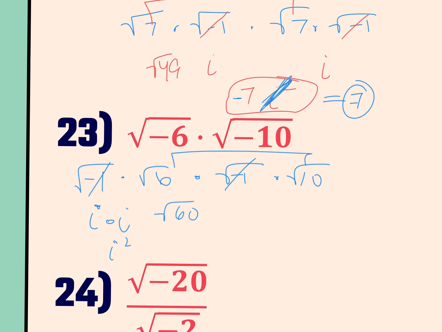And then can I break down the square root of 60? What times what gives me 60? Perfect square and a non-perfect square. 15 and 4. Okay, so I could say 4 times 15. So now let's fully simplify. What is I squared? Negative 1. Yes? And then what is the square root of 4? 2. So when I fully simplify this, this becomes negative 2 square root of 15.